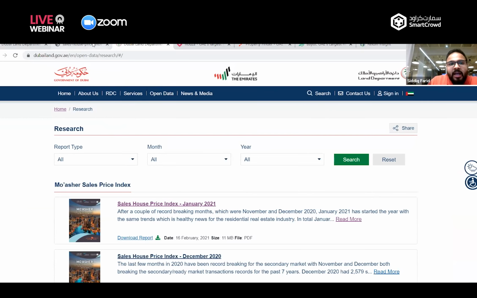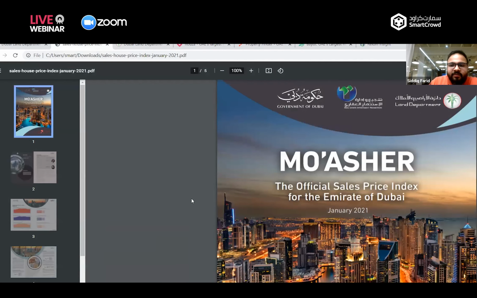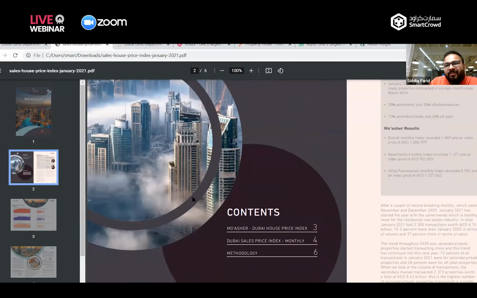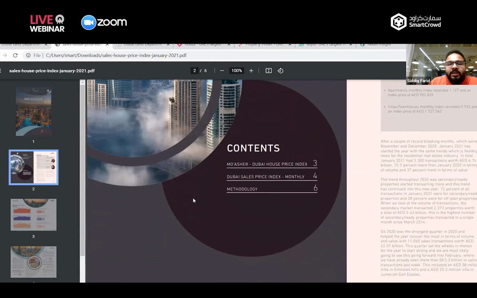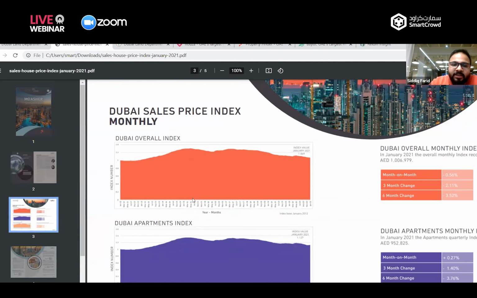They have a monthly index that you can download, the official sales price index of the Emirates. It gives you a lot of insight into the volume of transactions, what's happening to the price, and the breakup between secondary and primary transactions. Secondary transactions are people selling in the open market. Primary transactions are developers selling off plan or directly from the developers. It also shows what's happening month-on-month and quarter-on-quarter to the price.